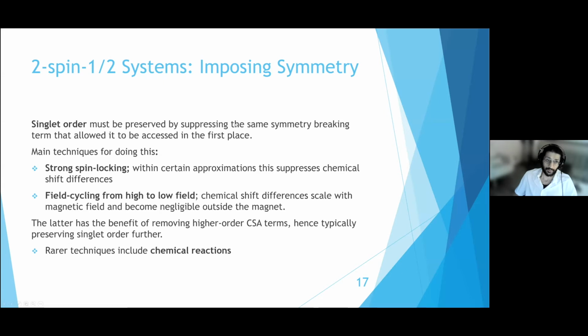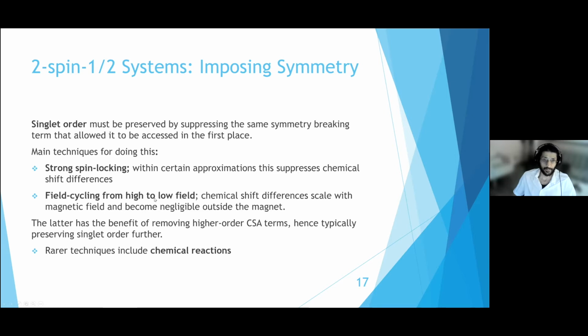So to preserve your singlet order, I mentioned before that it may no longer be an eigenorder. You must actually suppress the same symmetry breaking terms that allowed it to be accessed in the first place. And there's a lot of ways of doing this, but to keep this talk simple, let's say there's two main techniques. There's strong spin locking. And let's say when you have sufficiently strong spin locking on resonance, in the middle of your two spin resonances, within certain approximations, it suppresses chemical shift differences. That's one way. The second way is to do field cycling.